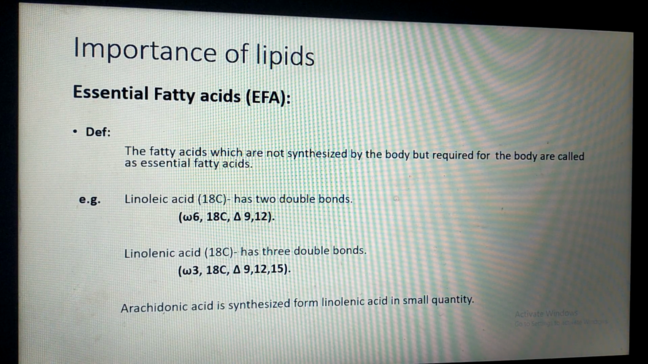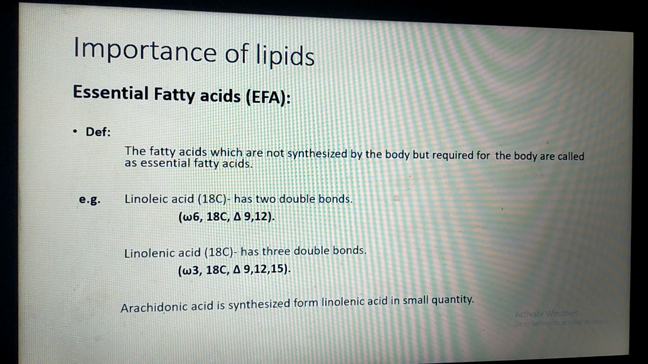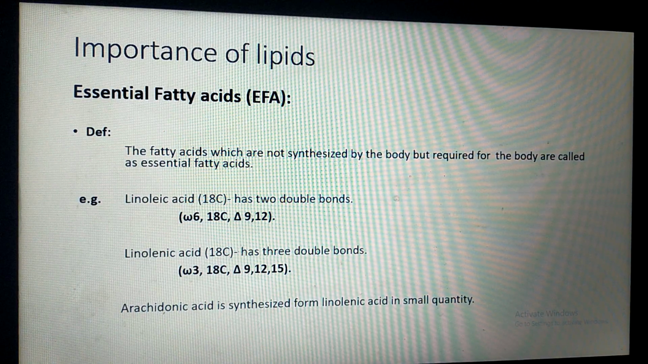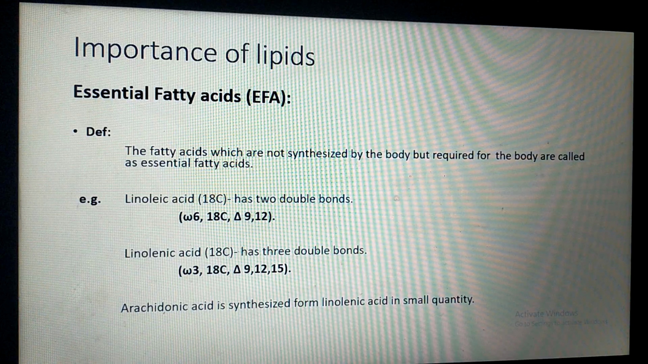Next is linolenic acid with 18 carbon and 3 double bonds. It is an omega-3 type of fatty acid, and the position of the double bonds is 9, 12 and 15 carbons. Arachidonic acid is synthesized from linolenic acid in small quantity. Therefore, arachidonic acid is always required in our diet because it is not completely synthesized in the body.